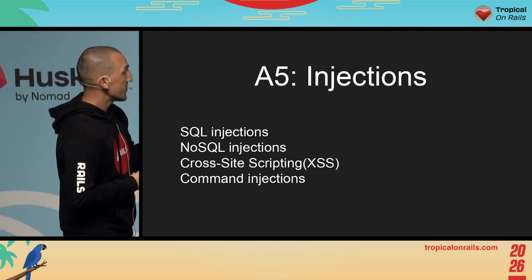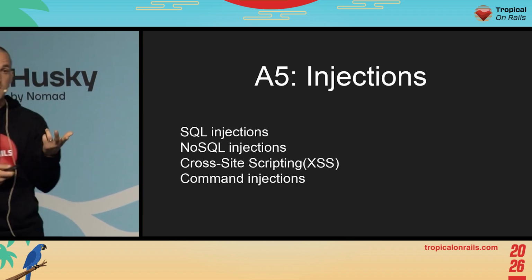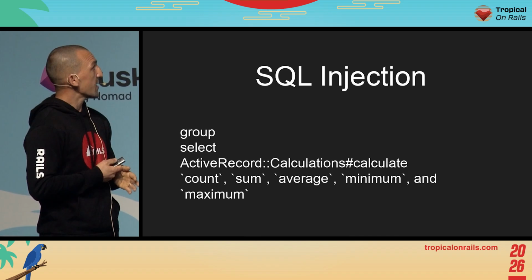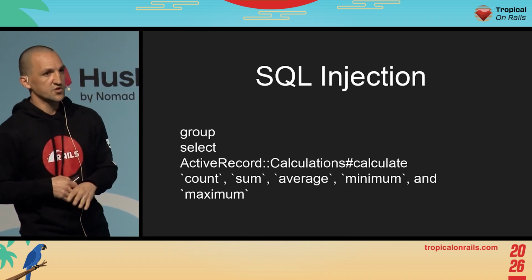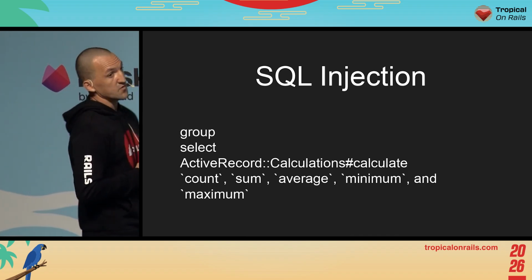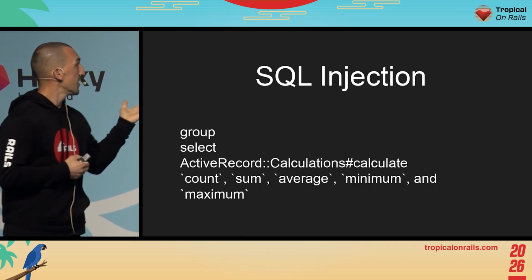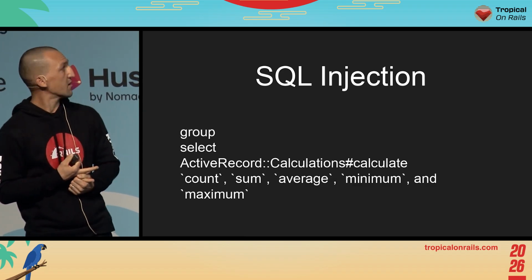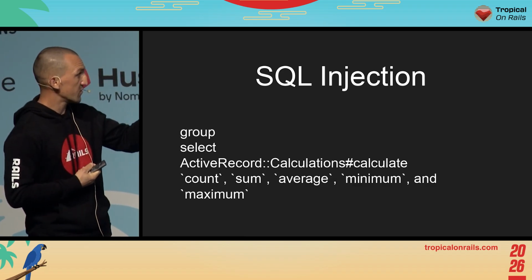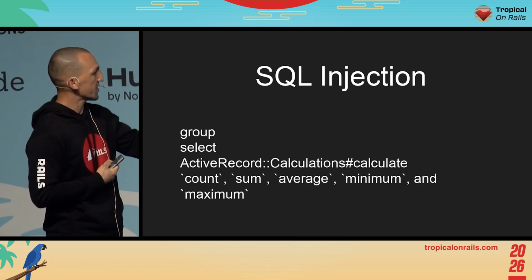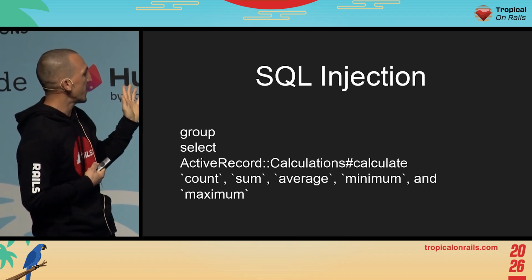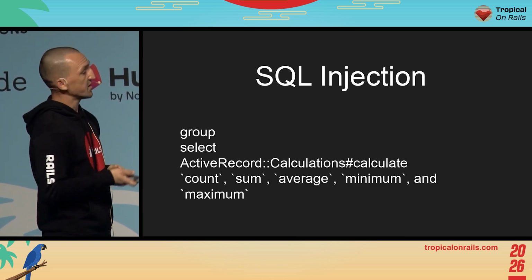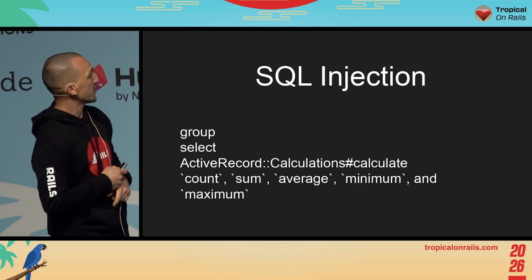This one includes SQL injections, NoSQL injections, cross-site scripting, and command injections. Active Record is pretty good at preventing SQL injections, but there are still a few methods, like these, which shouldn't ever be used with direct user-supplied data, because group, select, ActiveRecord calculations, calculate, and all these shortcut methods, count, sum, average, minimum, and maximum, are prone to SQL injection. If you directly pass user-controlled data to any of these, you have a SQL injection.